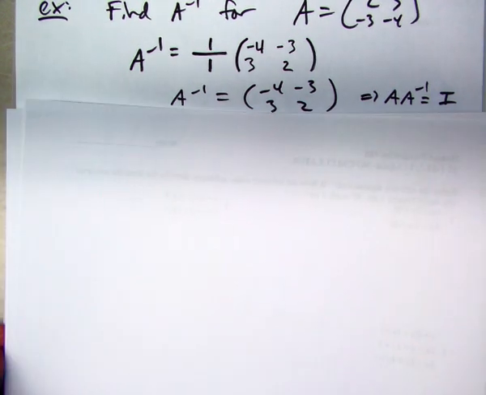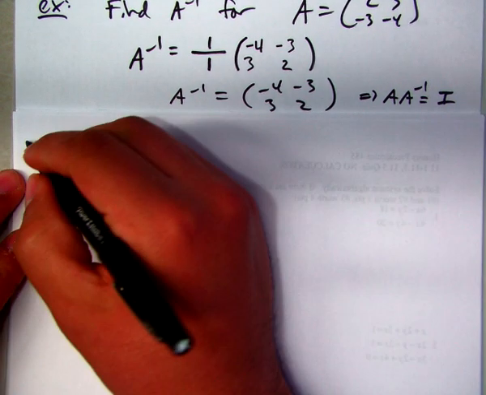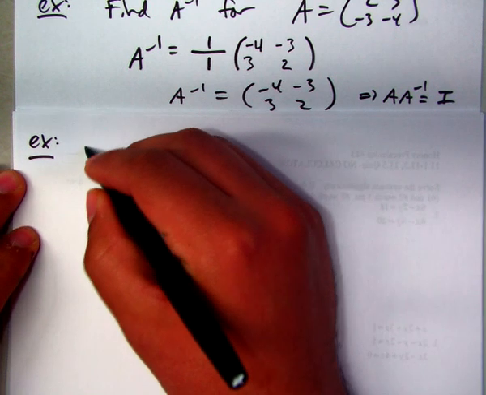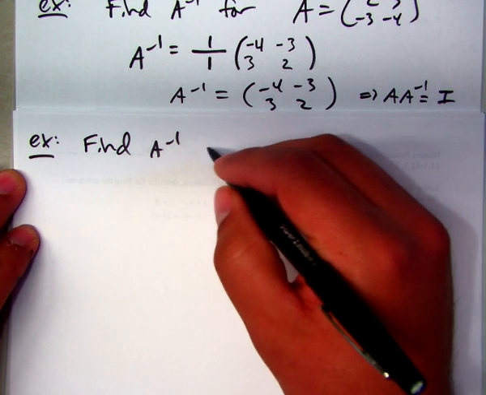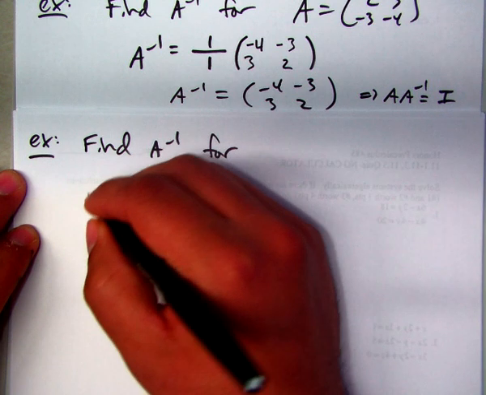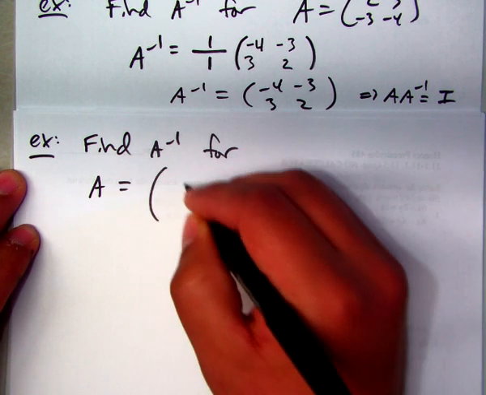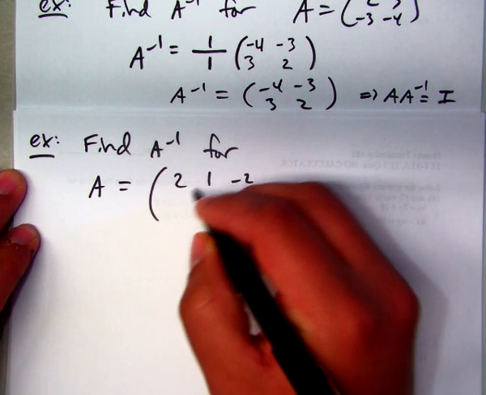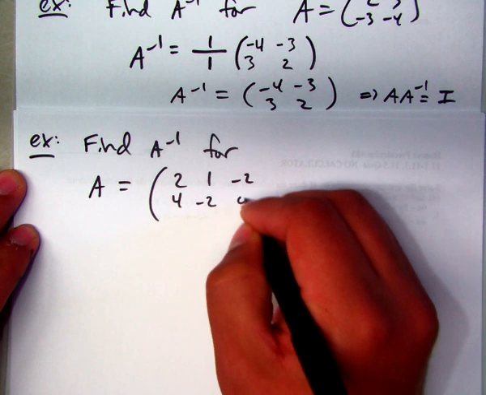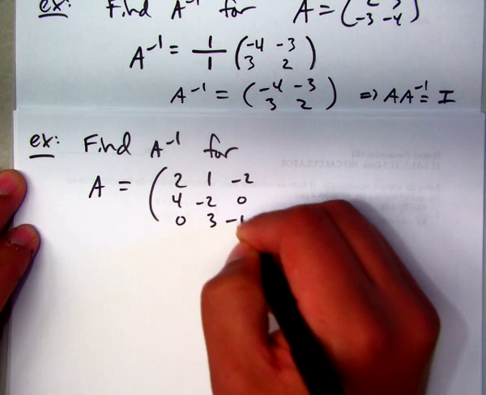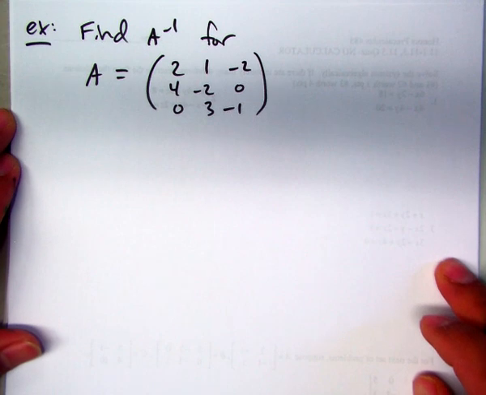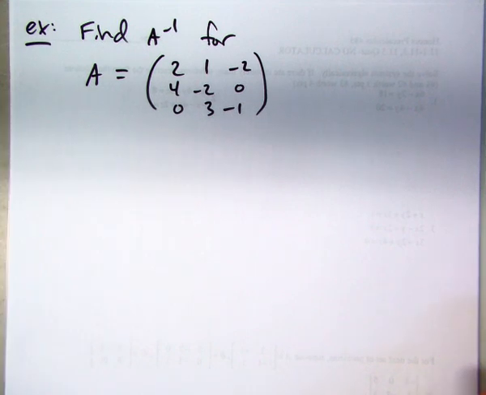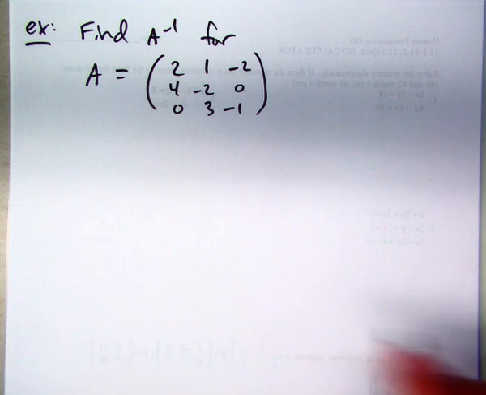All right, so say we have to find the inverse for A equal to 2, 1, -2, 4, -2, 0, 0, 3, negative 1. First, let's go ahead and find the determinant of A.